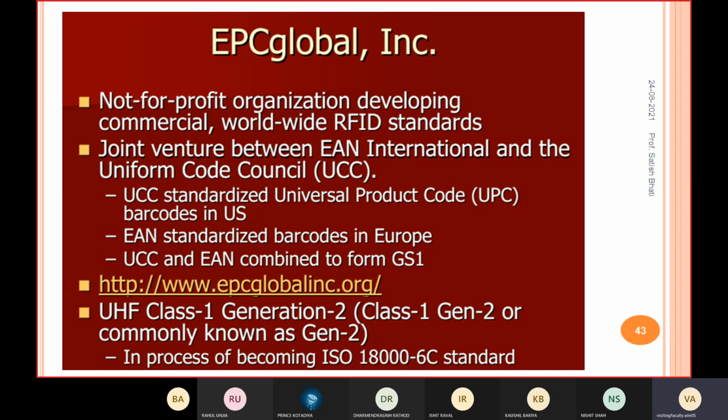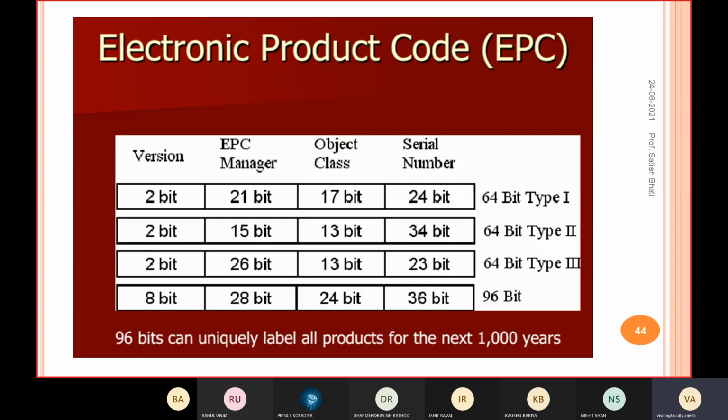Then this UHF class 1 generation 2, commonly known as Gen 2, right? So here the website is mentioned. In that website you can go and find more detail about this, right? We will not cover all the detail, but some information about this. So this EPC is actually the electronic product code, right?